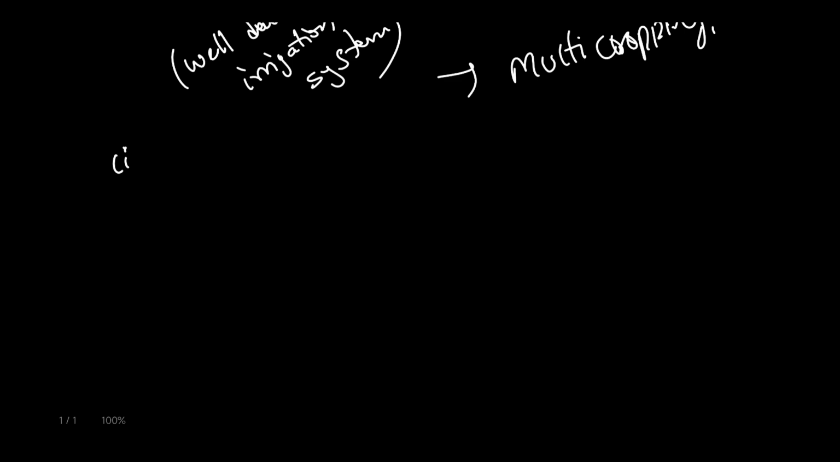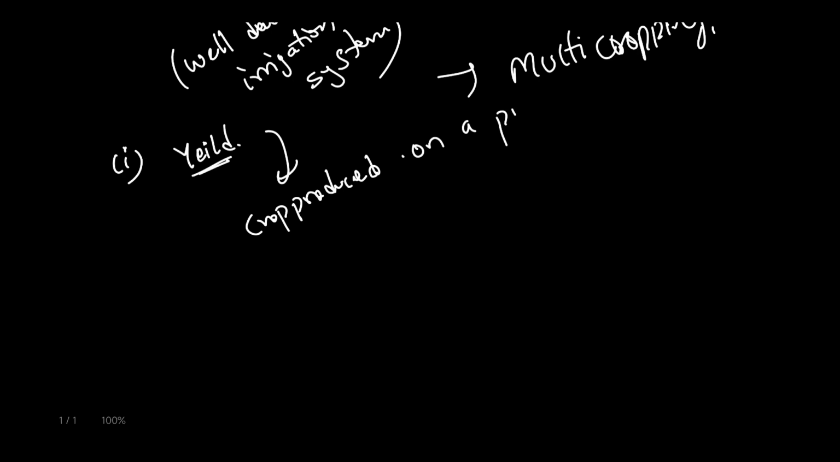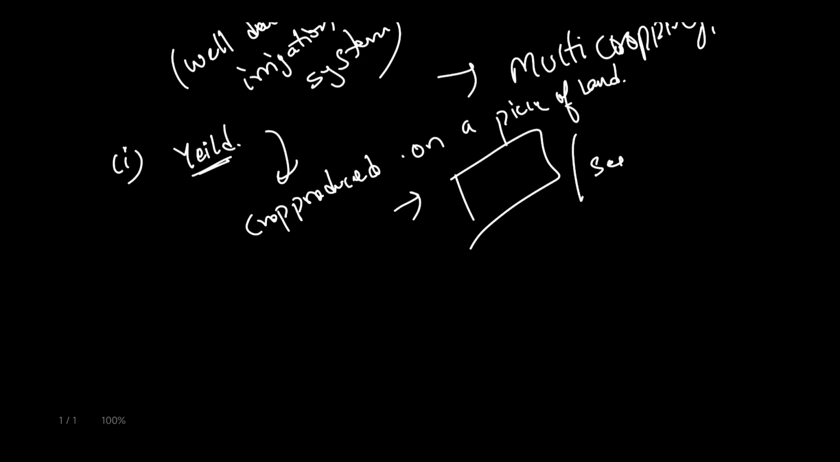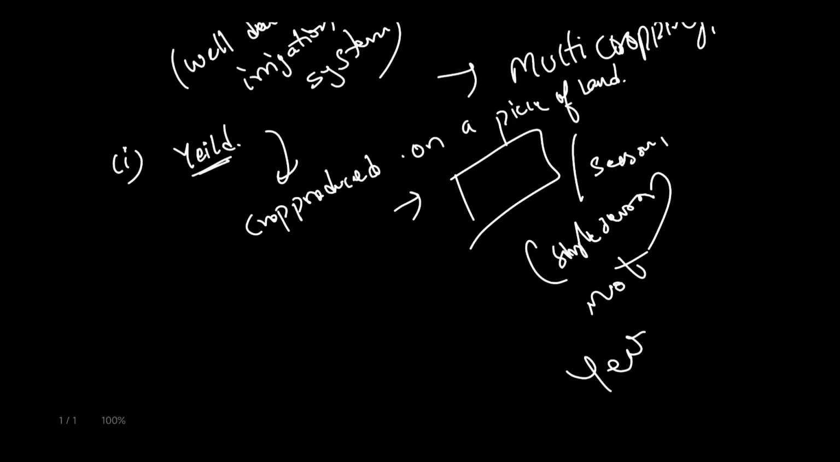Next, in general, when you refer to farming in economics, you may hear the word yield. Now, what is this yield? It is a measure of crop produced on a piece of land during a season. Okay, this is a single season, not a year.